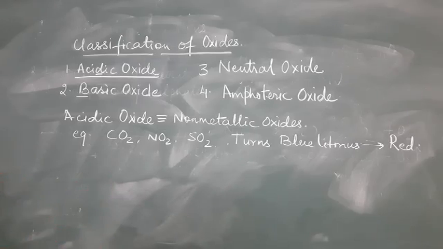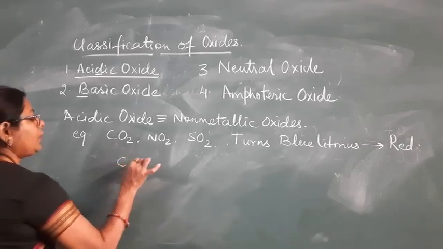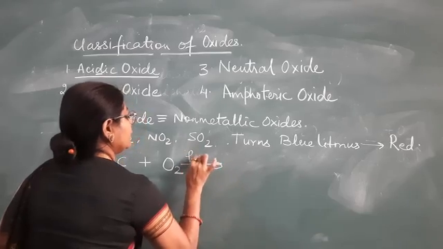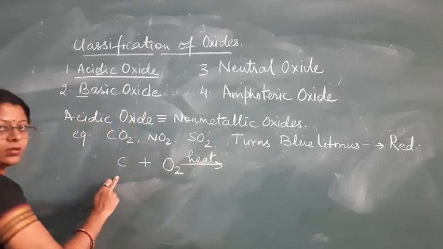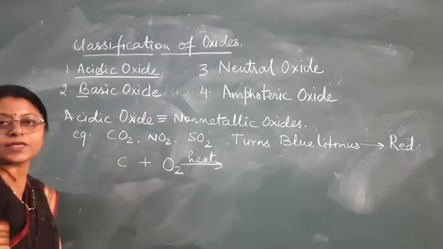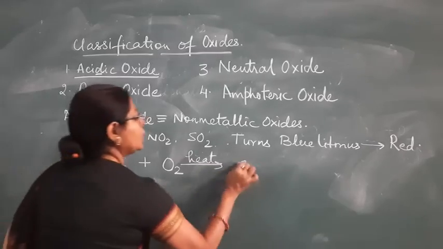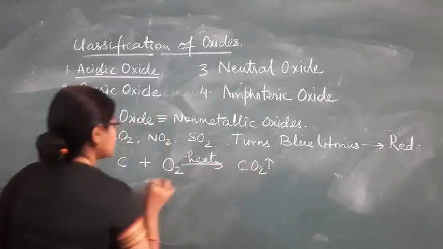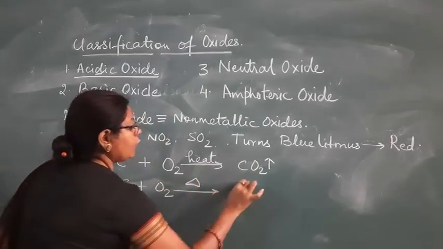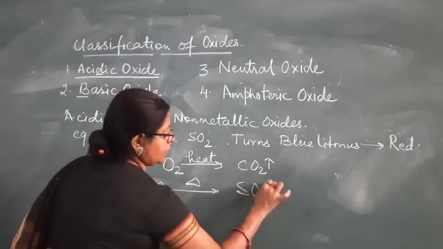So these oxides are formed when non-metals react with oxygen on heating. Like carbon, like coke, when it reacts with oxygen, the process is also known as a combustion reaction. It will form carbon dioxide. Sulfur, when it reacts with oxygen on heating, will form sulfur dioxide.